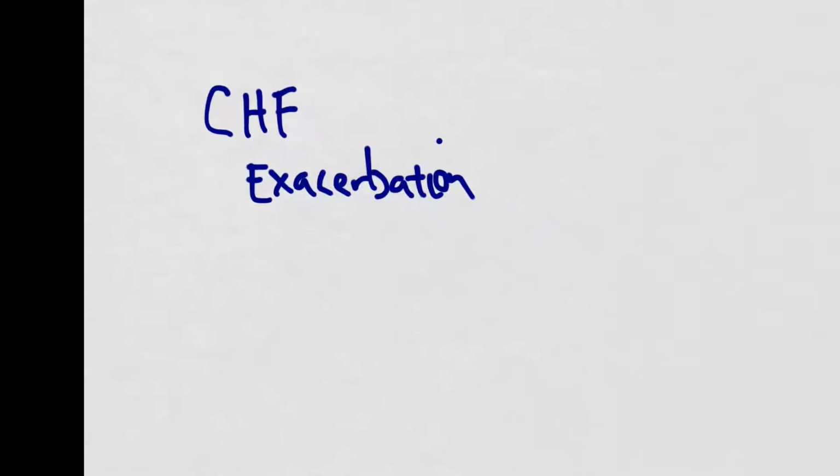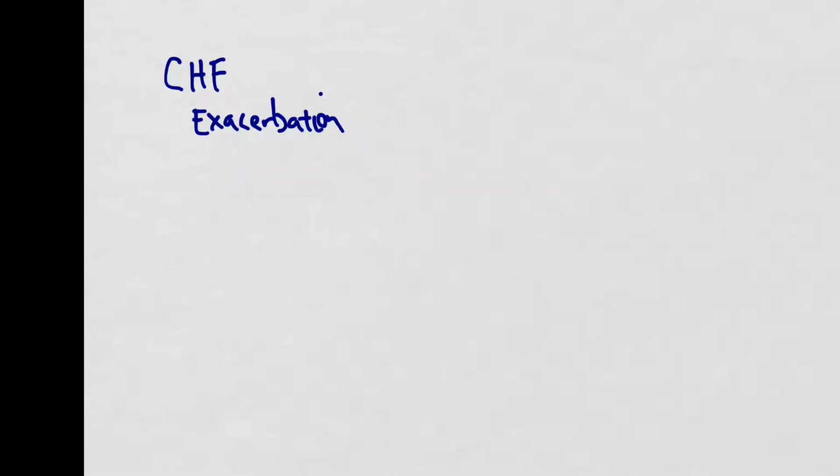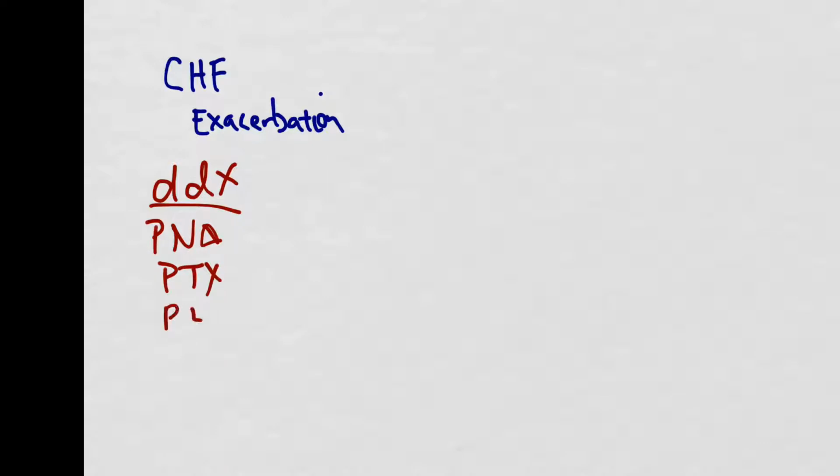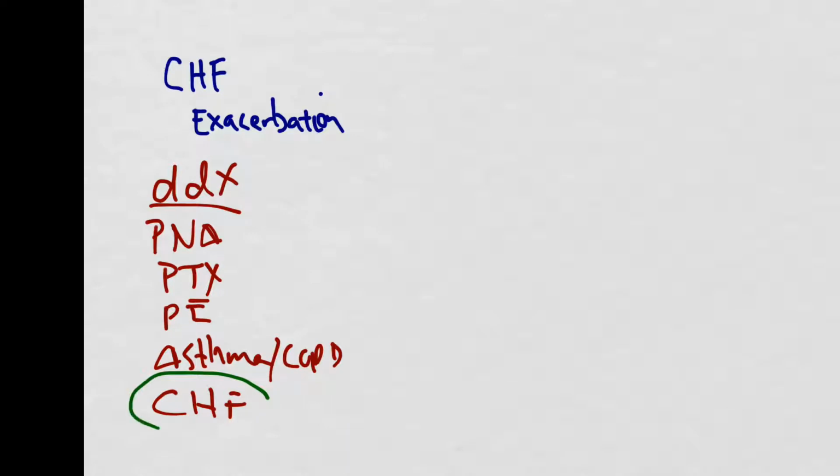So like we did before, the first thing that you need to do is develop your critical differential diagnosis. In this case, that'll be pneumonia, pneumothorax, PE, asthma, COPD, and CHF exacerbation. We'll assume that you've already figured out that this patient is in a CHF exacerbation.